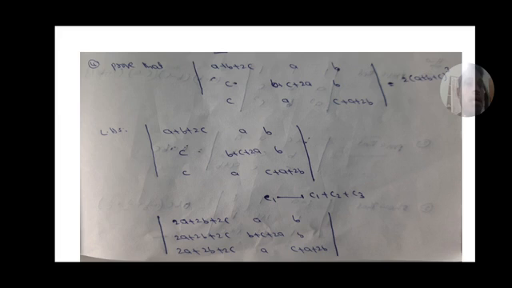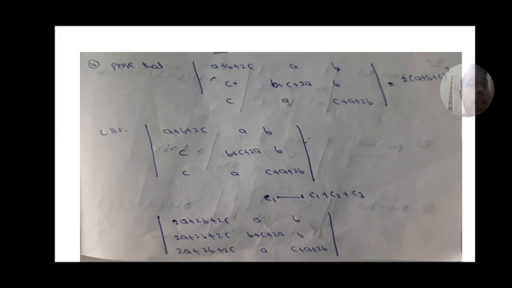Next problem, last problem. Prove that determinant of a plus b plus 2c, a, b, first row. Second row c, b plus c plus 2a, b. Third row c, a, c plus a plus 2b, equal to 2 into a plus b plus c whole cube. So take it first.